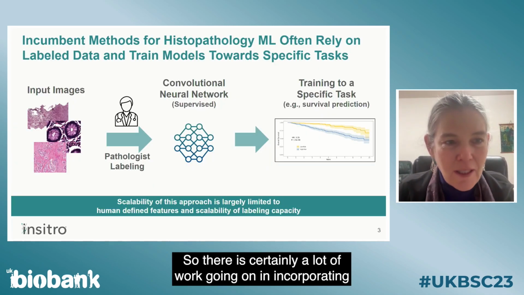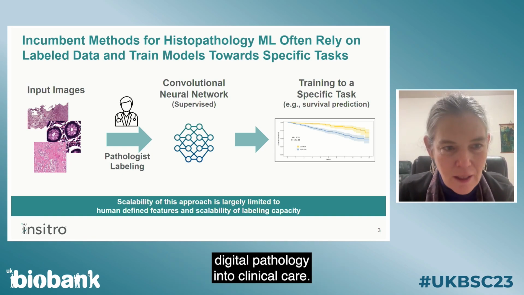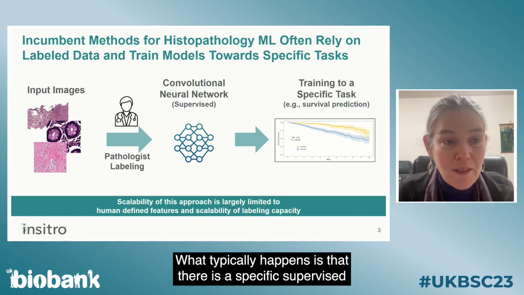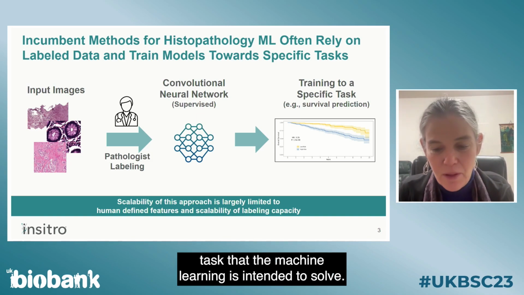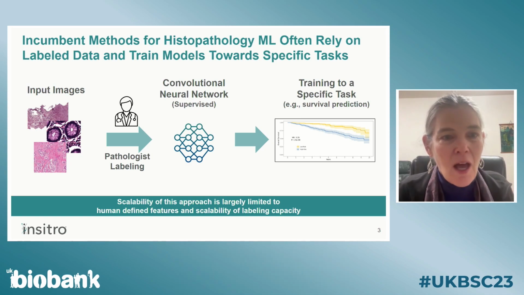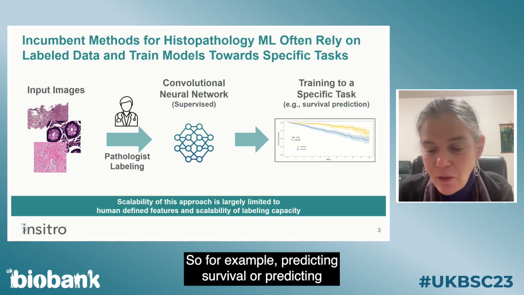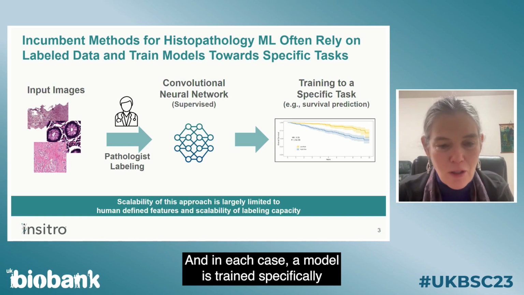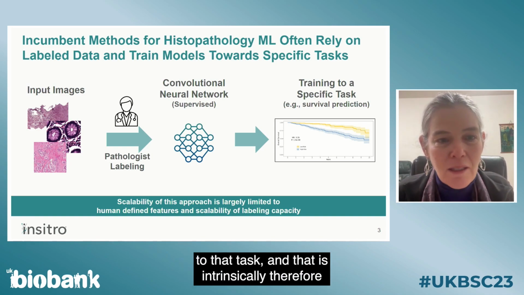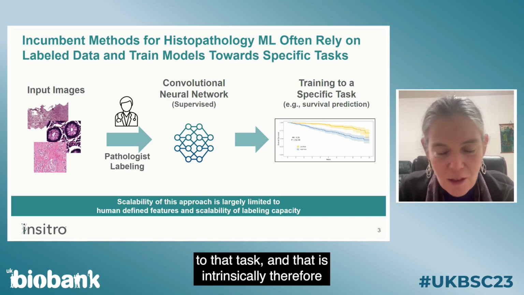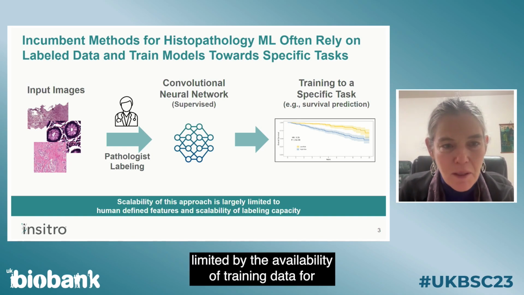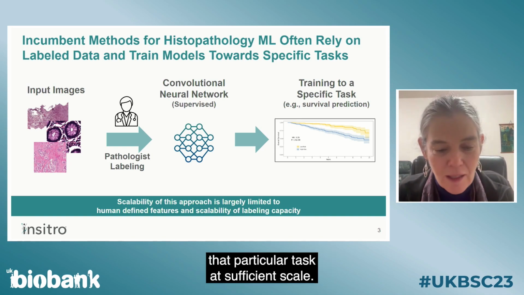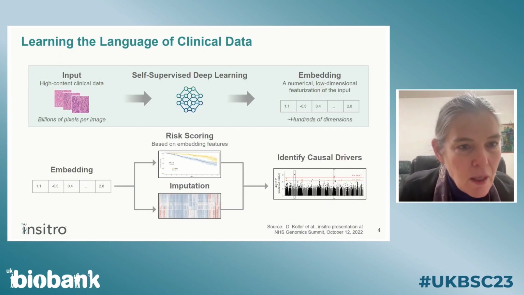So there's certainly a lot of work going on in incorporating digital pathology into clinical care. What typically happens is that there is a specific supervised task that the machine learning is intended to solve. So, for example, predicting survival or predicting tumor mutational burden. And in each case, a model is trained specifically to that task, and that is intrinsically therefore limited by the availability of training data for that particular task at sufficient scale.